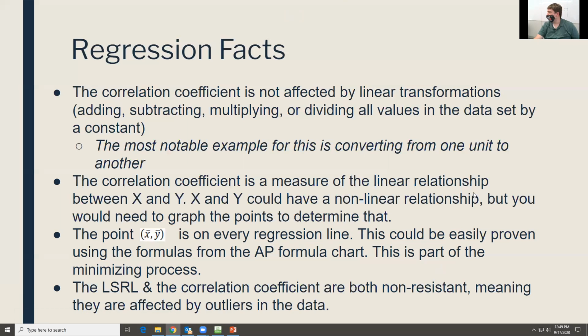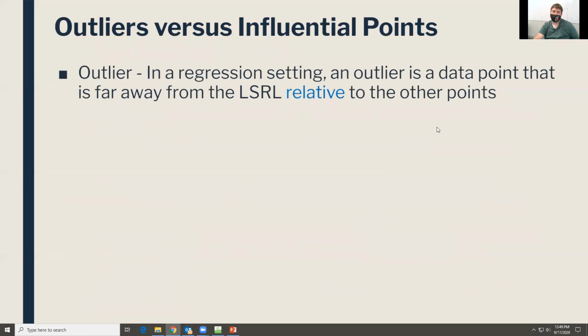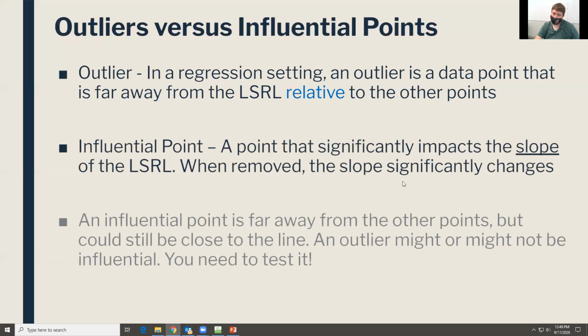Anybody still writing? We okay? All right, so let's real quick discuss outliers versus influential points. According to our bivariate scatter plot data, an outlier is a point that's far, far away from the line, relative to the other points. An influential point, on the other hand, may or may not be next to the line, but it definitely significantly impacts the slope of the line.